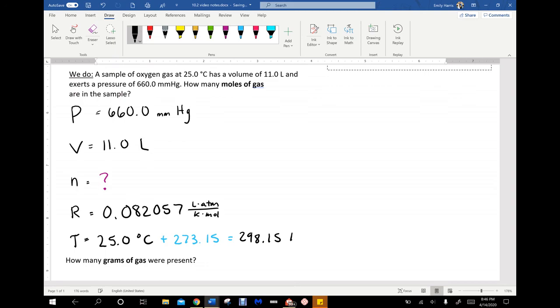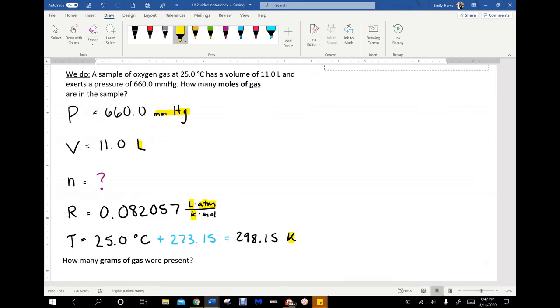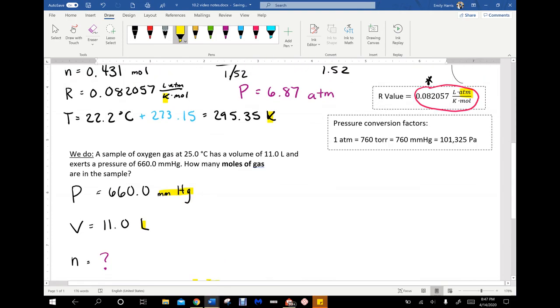298.15 Kelvin. Now, just like it's important that the units of temperature match the gas constant, it's also important that the other variables match as well. So for example, your volume needs to be in liters, and your pressure also needs to be in atmospheres. But if you notice, our pressure is in millimeters of mercury at the moment. And so what we need to do is a quick conversion to take us from millimeters of mercury to atmospheres. And so if we look, we've got some pressure conversion factors here.